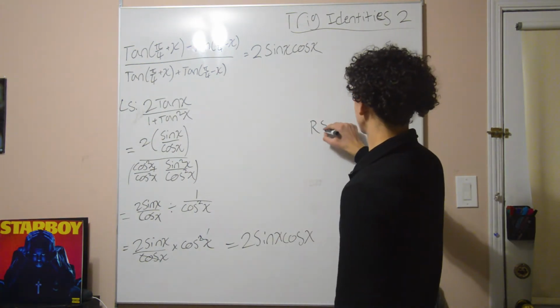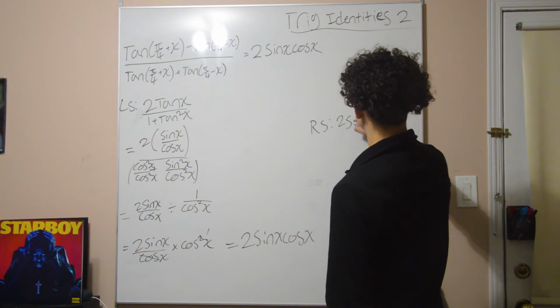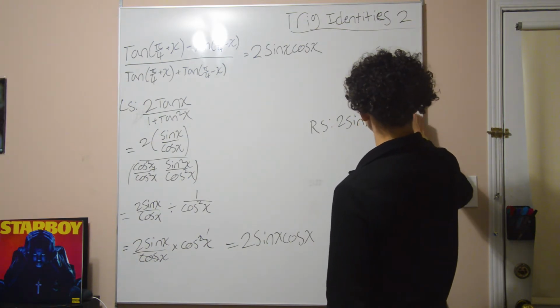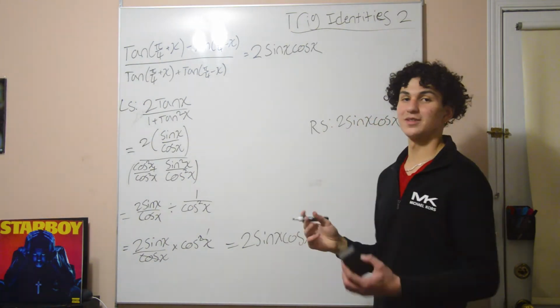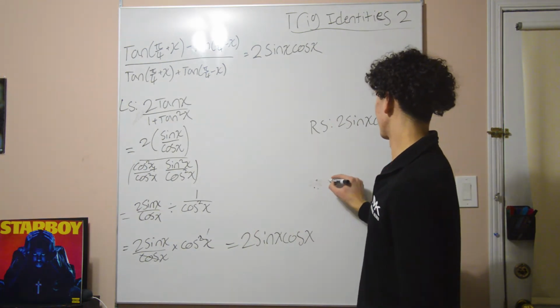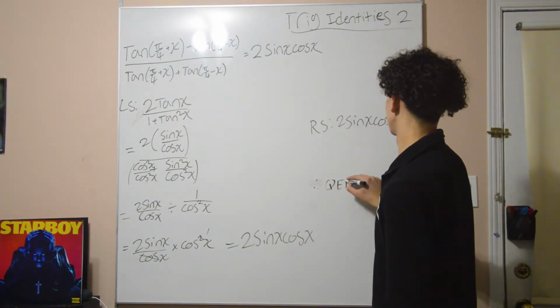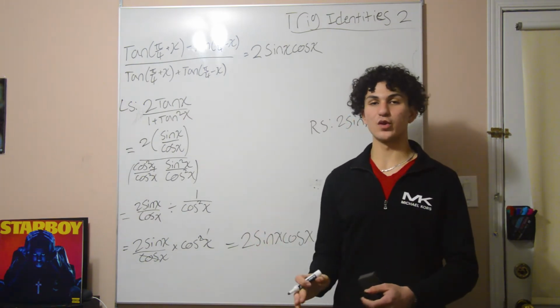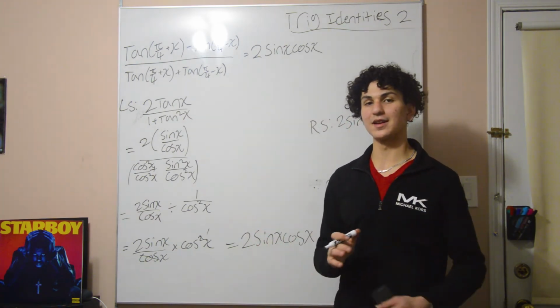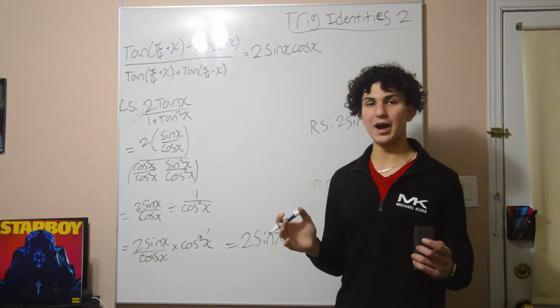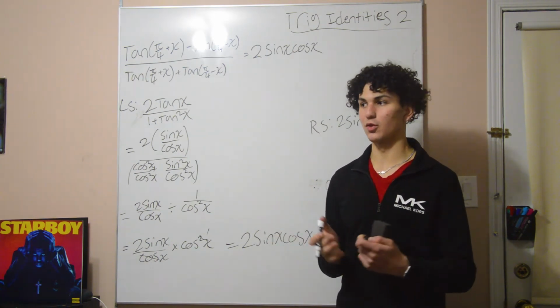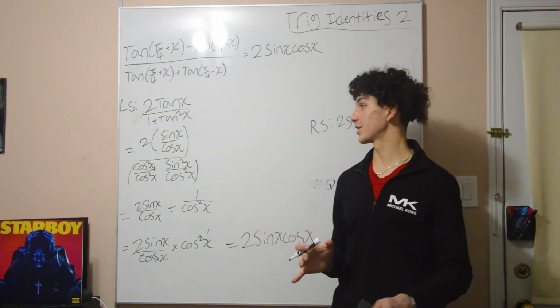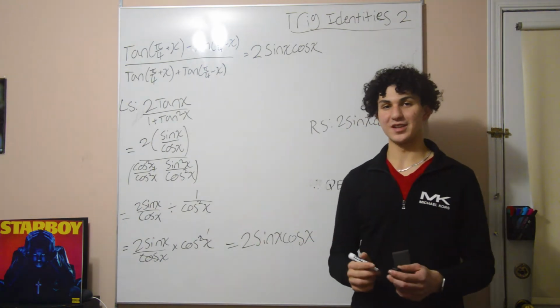Let's look at our right side. 2 sine x cos x. Are they equal? Yes, they are. Therefore, QED. And we just did one of the hardest questions that you will ever get in a grade 12 math homework sheet or test or quiz or anything like that. Let's move on to the next few.